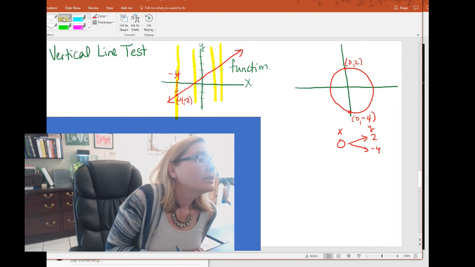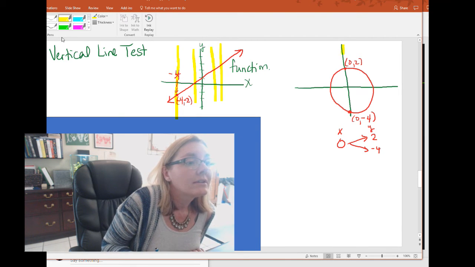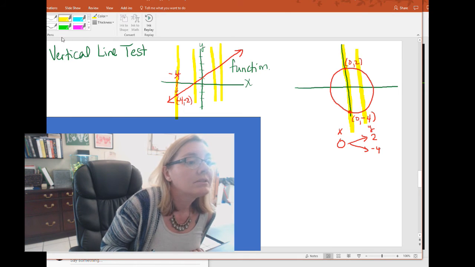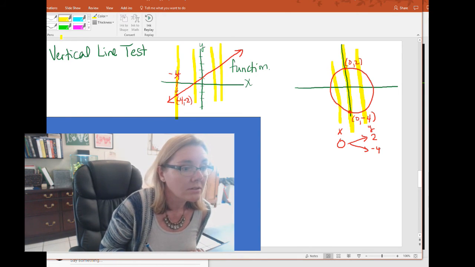So how does that relate to a vertical line? Well, notice that if I draw a vertical line through this circle, I hit more than one point. That means I have more than one y value for that individual x value. That actually happens in many places along this circle.